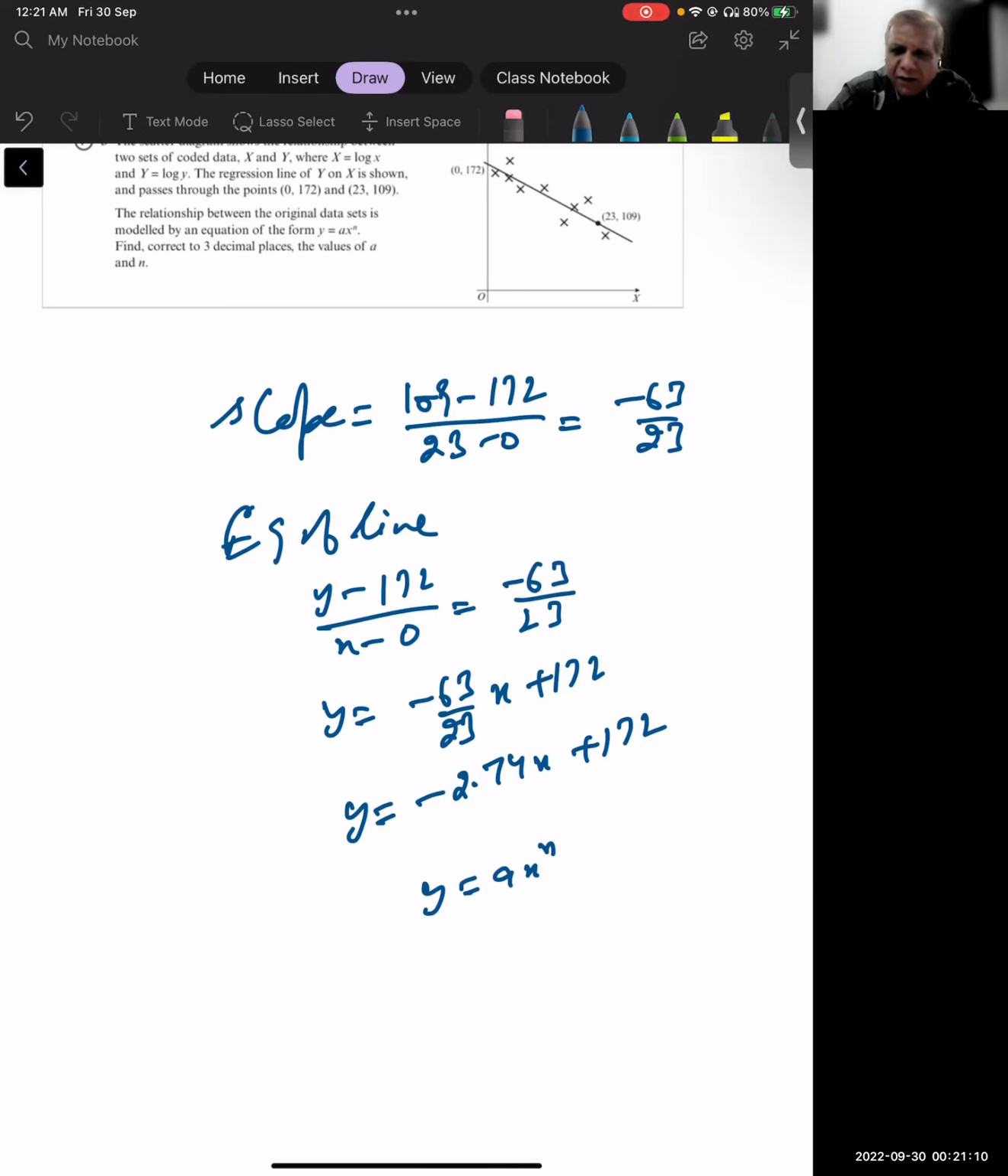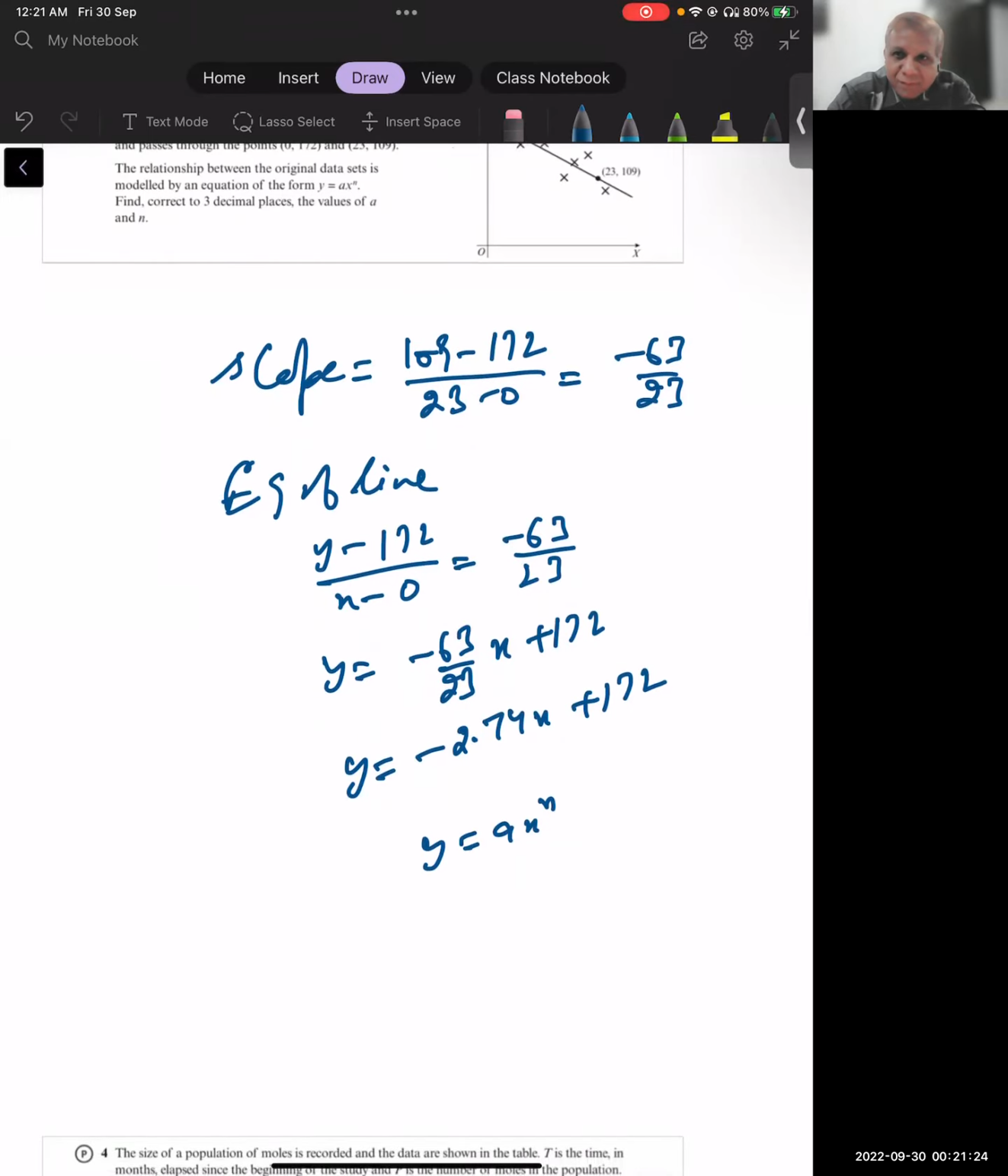How can you say a will be 172? A will not be 172. Oh, no, it's because the X is related to the N, so I thought N would be minus 2.74. So A would be minus 2.74. No, A will not be minus 2.74. Now you have to put your brain there again. I know that you know the answer. I'm pretty sure that you can do this.